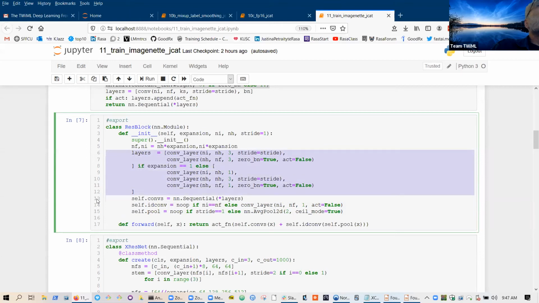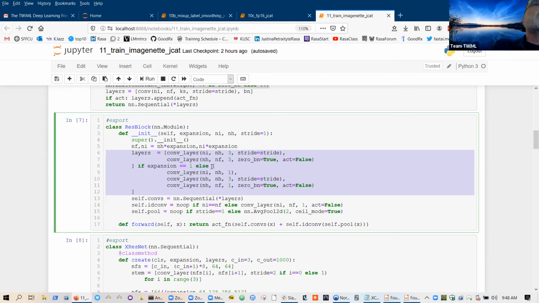Here's where we specify the layers. If expansion equals 1, we're going to do it this way with this conv layer followed by this conv layer. Remember, the final conv layer doesn't get an activation function, so it's only 2 conv layers. And I guess that's for the ResNet 18 and 34. Right. If expansion is not equal to 1, then you do this else block, which means, I guess in Jeremy's code, if expansion is equal to 4, bigger than 1, then we're doing the larger ResNet, the 50, whatever it was.